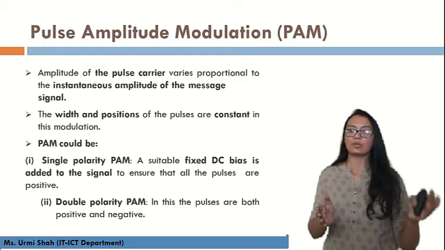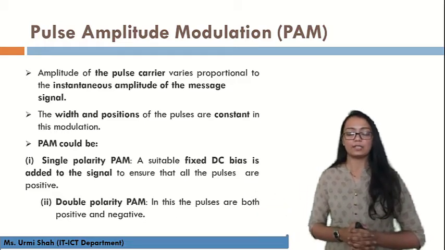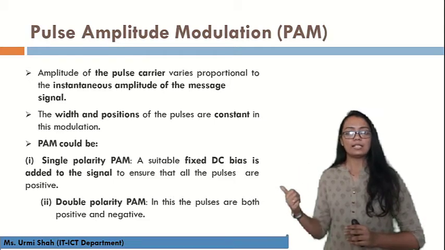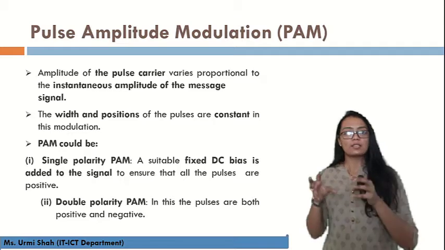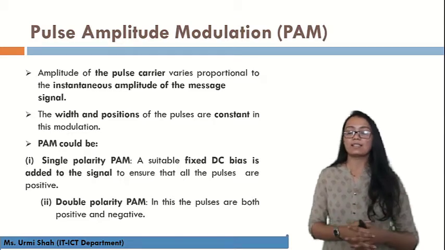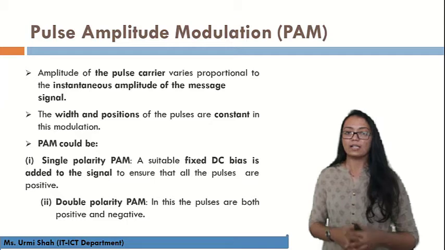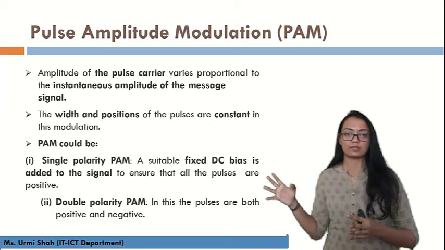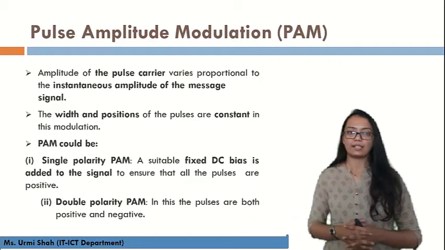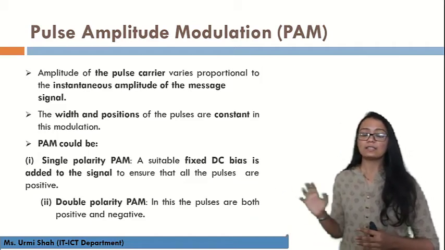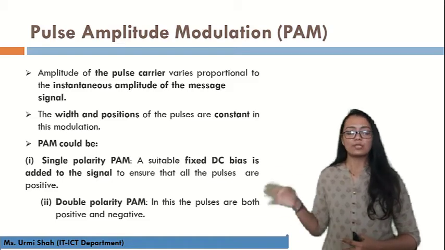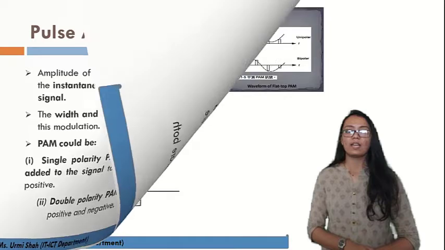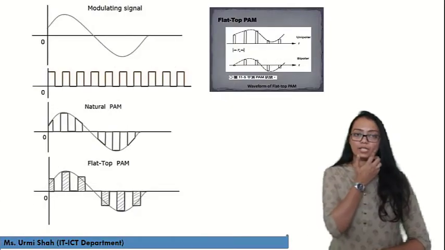Now what is single and what is double polarity pulse amplitude modulation? Basically, in single polarity pulse amplitude modulation, a suitable fixed DC bias is added to the signal to ensure that all the pulses are positive. And in double polarity PAM, the pulses are both negative and positive. So this way we can have variation in pulse amplitude modulation.